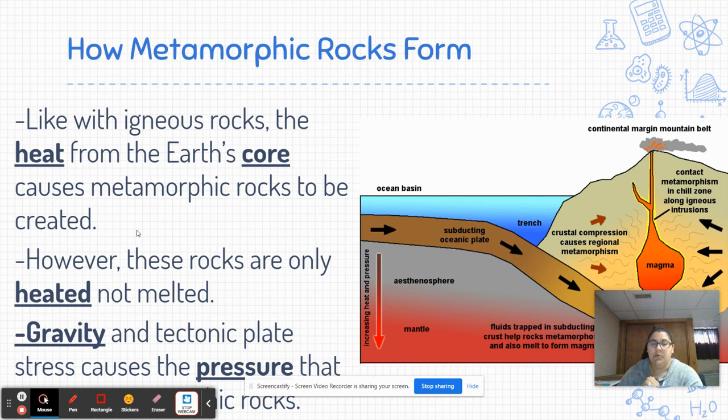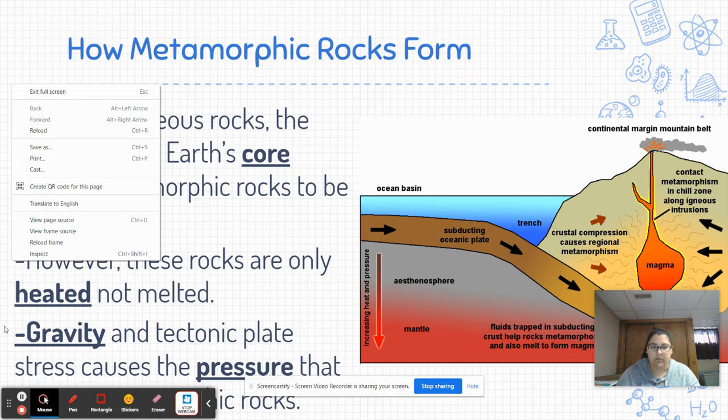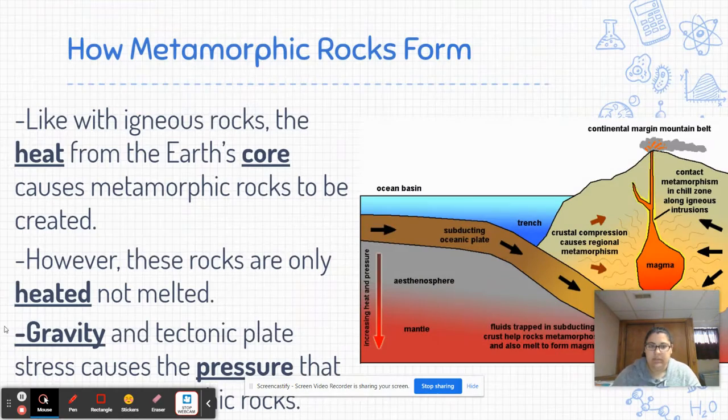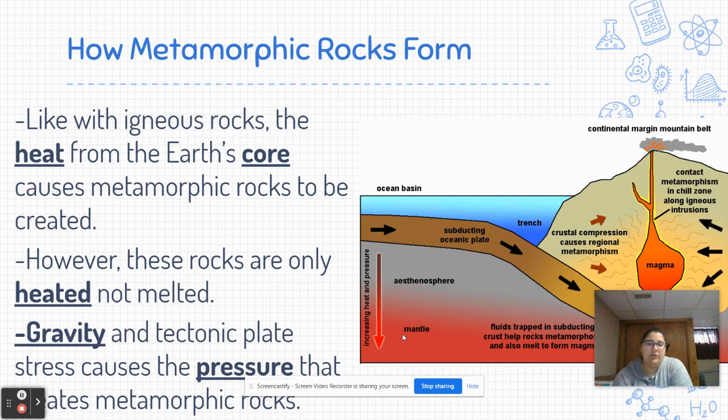Gravity is also going to cause some pressure that can cause metamorphic rock to be created. Gravity and tectonic plate stress cause the pressure that creates metamorphic rocks. So remember how tectonic plates can be converging. That pressure when they're pushing on one another causes metamorphic rock to be created.